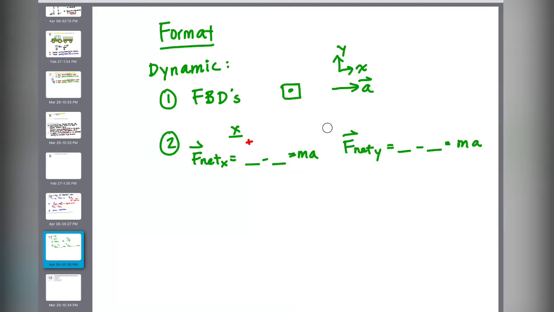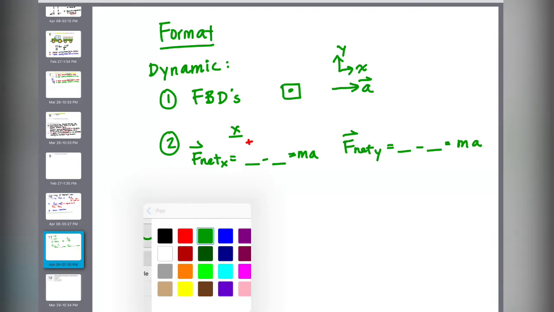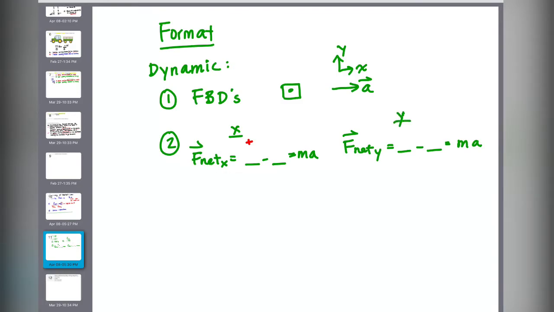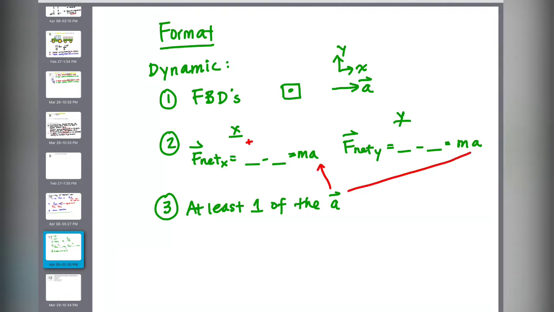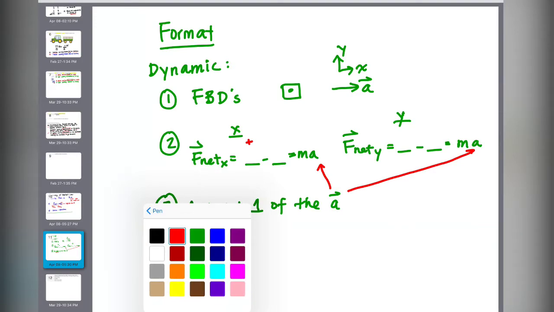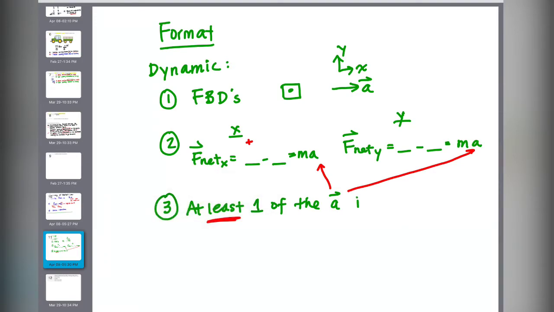And one last thing that is really important that we want to talk about is the fact that between the X and the Y, the most important thing is at least one of the accelerations, whether it is the X or the Y, at least one, sometimes both, is equal to 0.